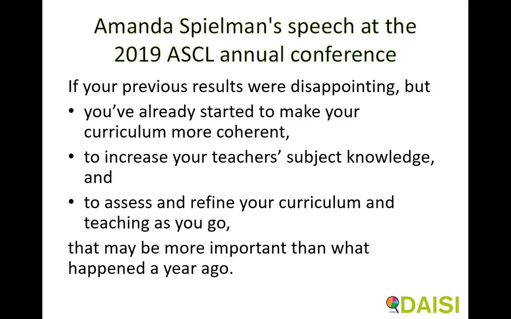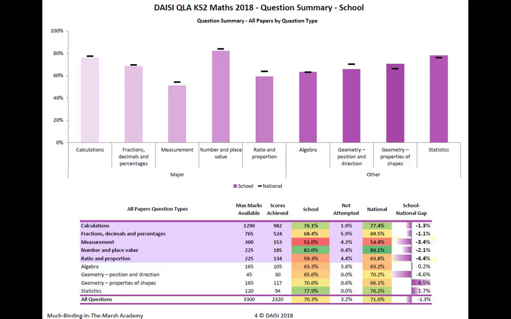Amanda Spielman, in her speech of the 16th of March to the 2019 ASCL annual conference, said that what inspectors may be looking for, if your previous results were disappointing, were your actions. They would be looking to see how you've started to make your curriculum more coherent, how you're increasing your teachers' subject knowledge, and how you are assessing and refining your curriculum and teaching as you go. You'll therefore need to have a look at the outcomes in your assessments, looking at where your school needs attention, like measurement or ratio and proportion, and how this can be impacted into future lessons. However, you should also bear in mind the requirements of the SATs and the weighting of the topics to ensure that your teaching is effective and not leading to huge improvements in an area which has a low level of importance in the assessment.